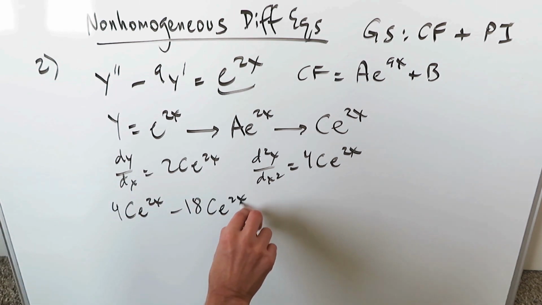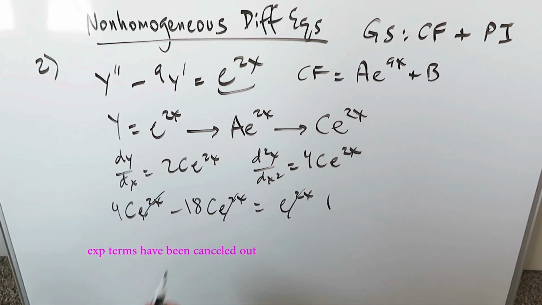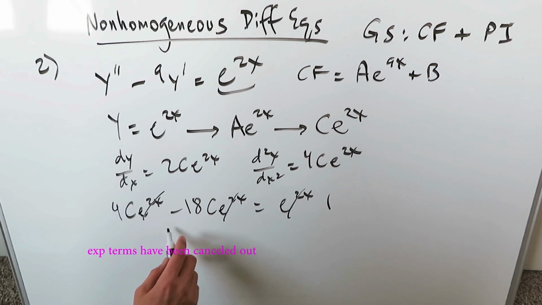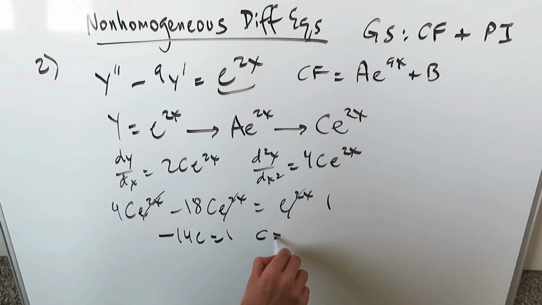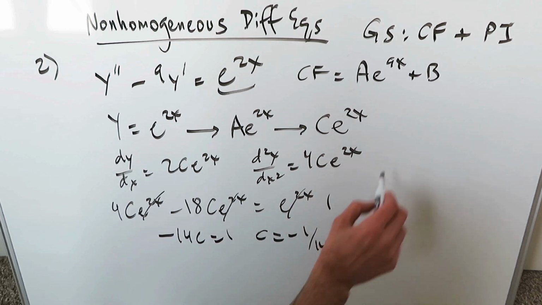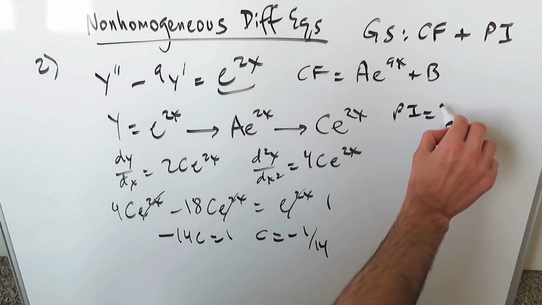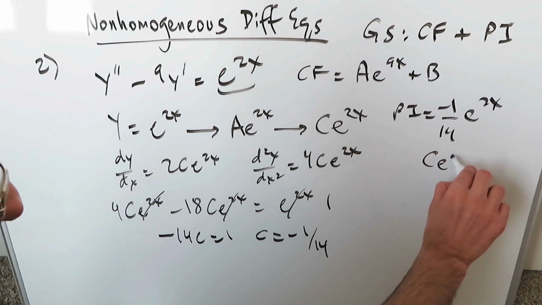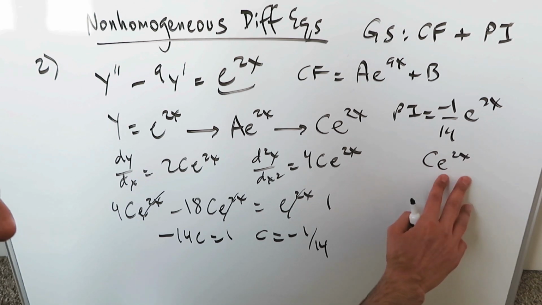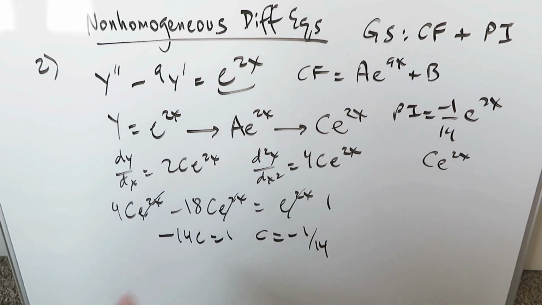C e to the 2x is equal to e to the 2x. So continue this algebra through. You have here 4c minus 18c is a minus 14c is equal to 1, c is equal to minus 1 over 14. My particular integral is going to be minus 1 over 14 e to the power of 2x because the template was c e to the 2x. We determined our c, we already have e to the 2x. Put them together and you have it.